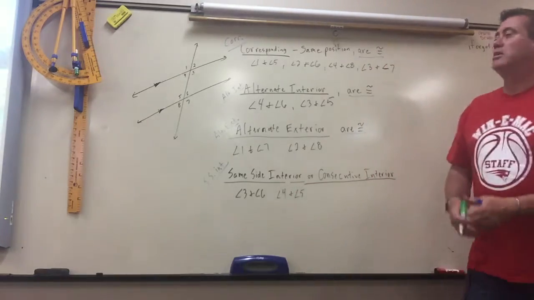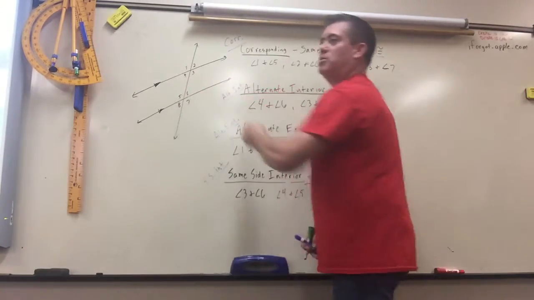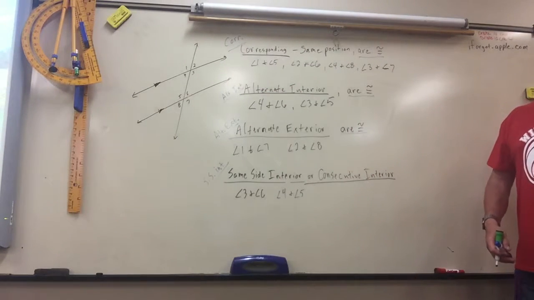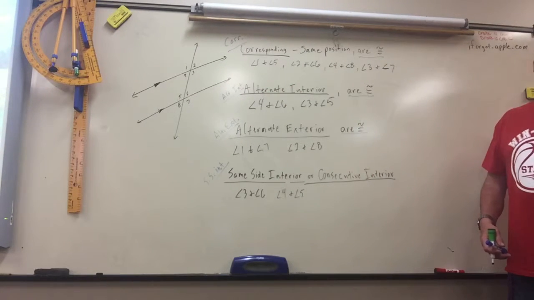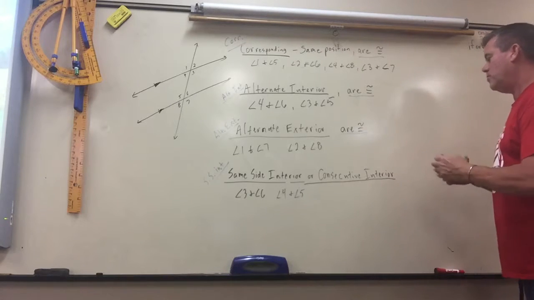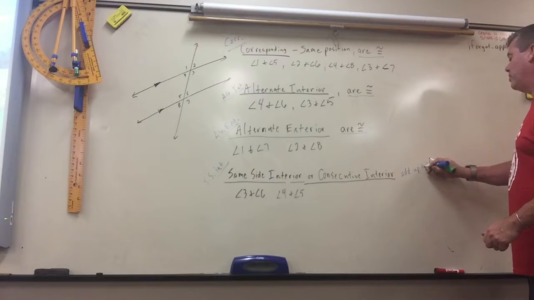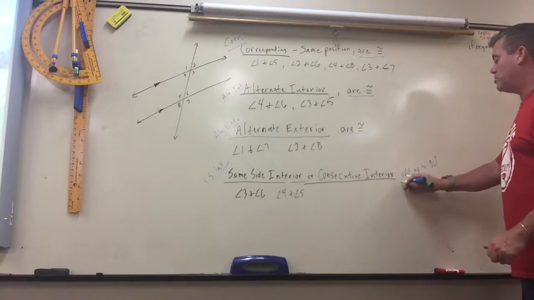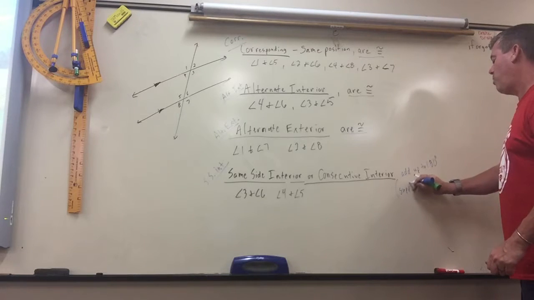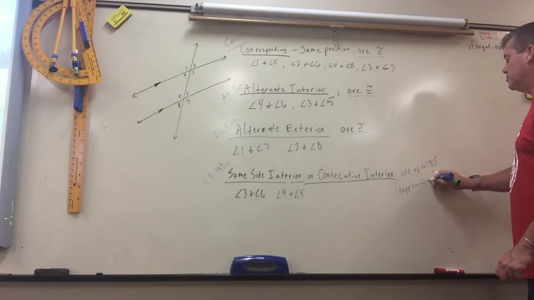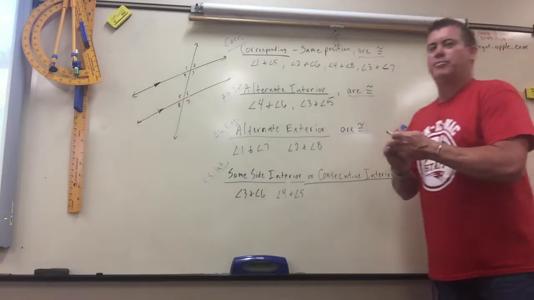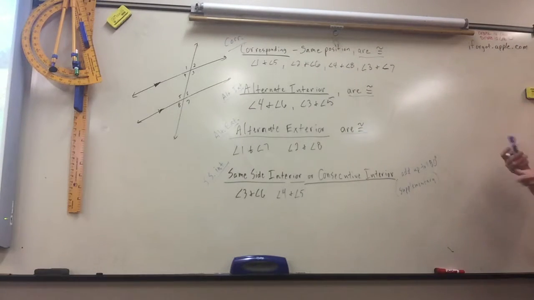Now, same side interior, this one's obtuse and this one's acute. So they're not going to be equal. What are they going to do? Add up to 180. That's why you're an A student. Which means they're supplementary. Okay? So these are the 4 types. You do need to know these names. You got to be able to name angles that are these, or you have to be given angles and you got to say which one they're called.